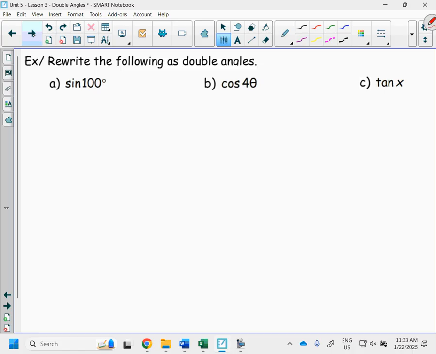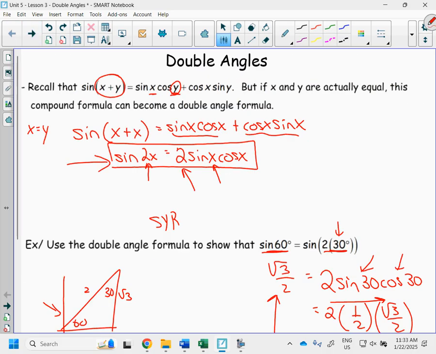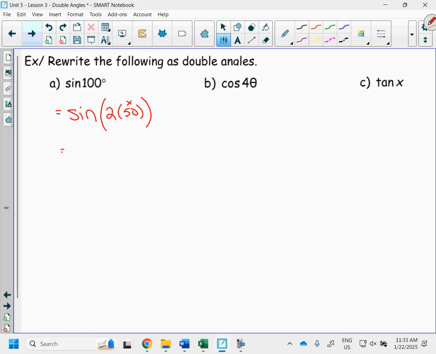Could you rewrite these expressions as double angles? The sine of 100 is a single angle, but I could rewrite that as the sine of two 50s. And if I saw that being a double angle, this is my x, based on our formula from back here, I could write that as 2 times the sine of 50 times the cos of 50. That's just 2 sine x cos x, where x is 50.